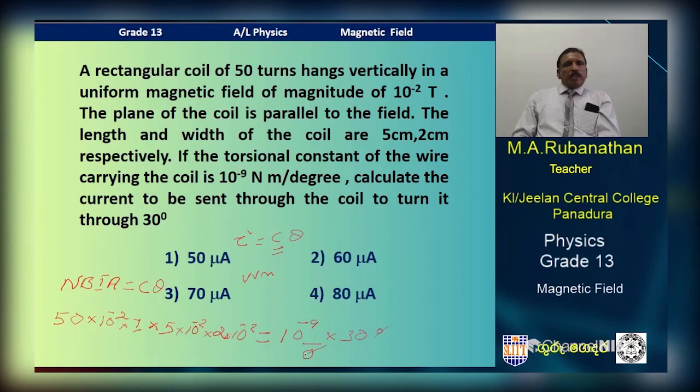We can easily cancel the degree. If it is in radian, we have to change this degree to radian. Then you can find the value of I. Okay, substitute and get the value.